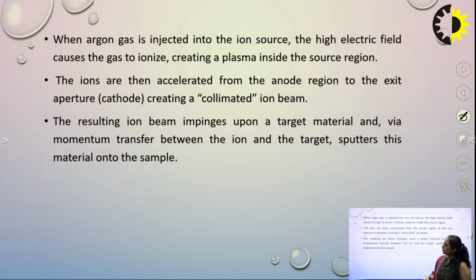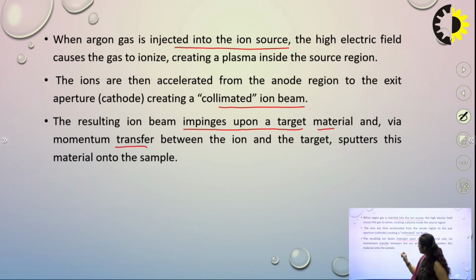In this ion beam sputtering, when argon gas is injected into the ion source, the high electric field causes the gas to ionize, which creates a plasma inside the source region, and the ions are then accelerated from the anode region to exit the cathode region, which creates a collimated ion beam. The resulting ion beam impinges upon the target material, and via momentum transfer between the ions and the target, this sputters the material onto the sample. So this is all about ion beam sputtering.